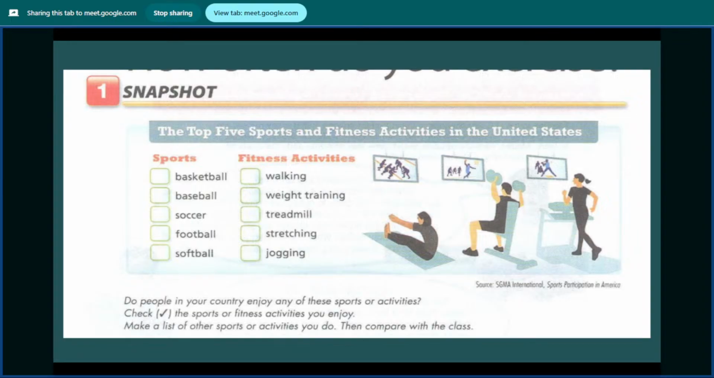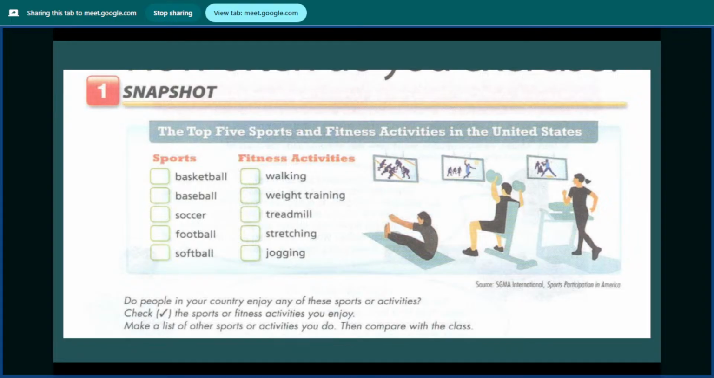Cricket, skating, chess, tennis, badminton, and fitness, yoga, trekking. That's it. Okay, Sampada.